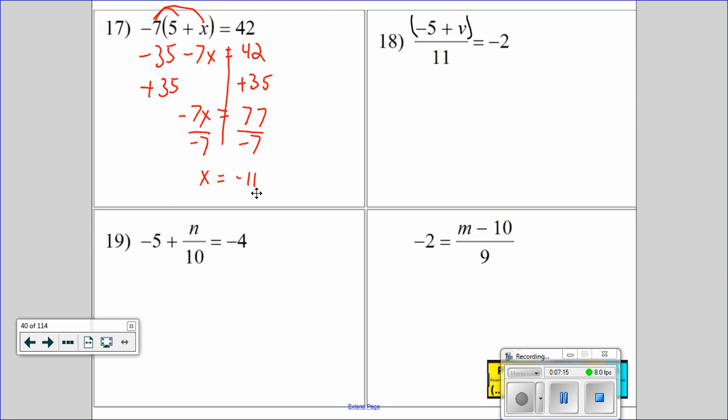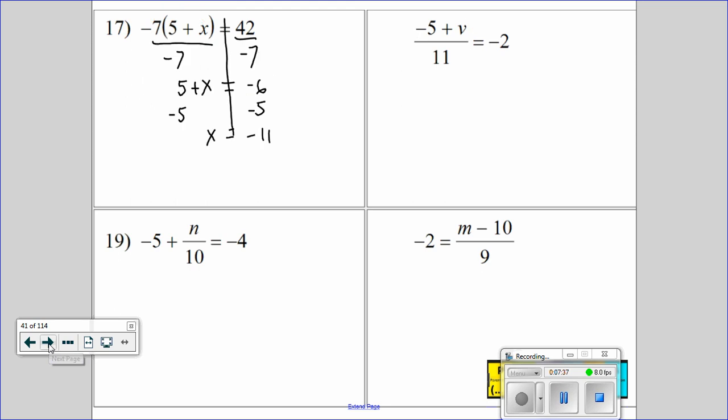Okay, now let's take a look at 18 here. Now, 18 is being divided first, so you're going to do the opposite operation and multiply. You have to treat this top part like parentheses. So you're going to work outside of the parentheses first and then work your way to the v. I'm going to multiply by 11 on both sides.